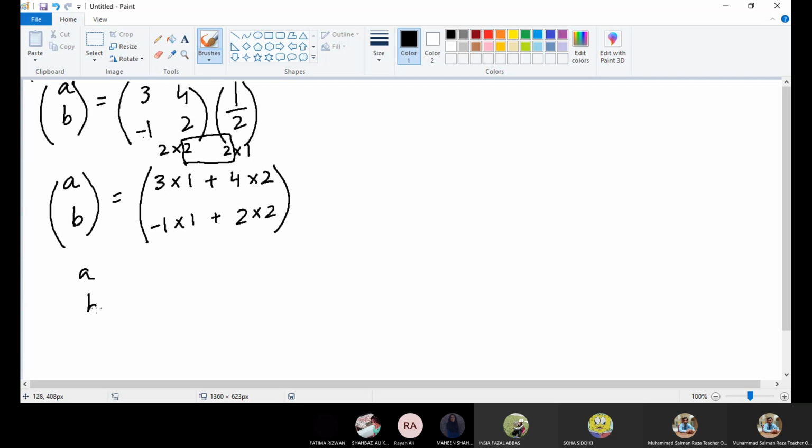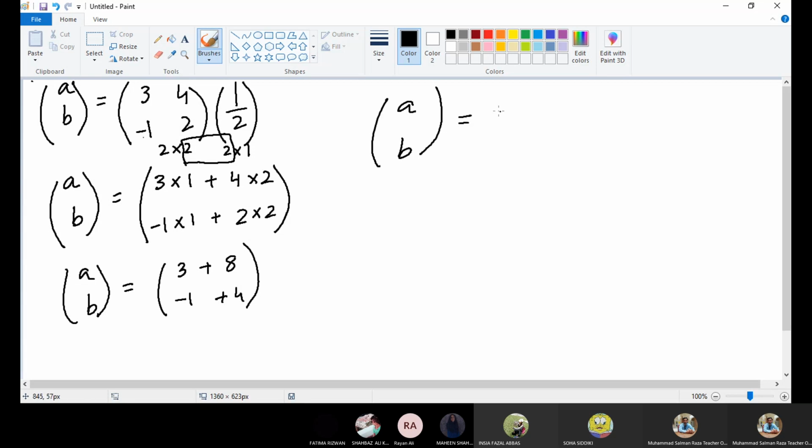So what are we going to do? This is 3 plus 8, and this is minus 1 plus 4. So A, B, and it says 11 and a 3. So over here, A is equals to 11 and B is equals to 3, and this is our final answer. I hope you understood. This was a question from the book and we solved it here.